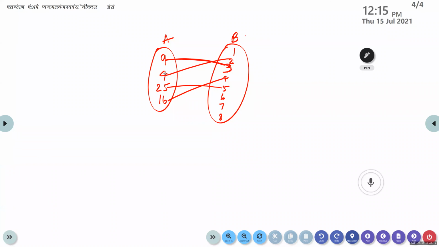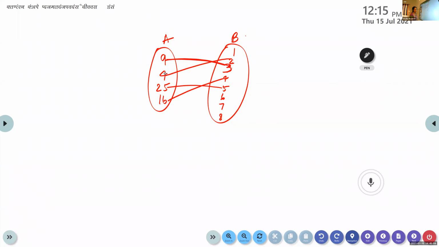What about the pre-image of 7? What is the pre-image of 7? Nothing. Is 7 mapped onto some element? No, therefore it has no pre-image. Is it clear?